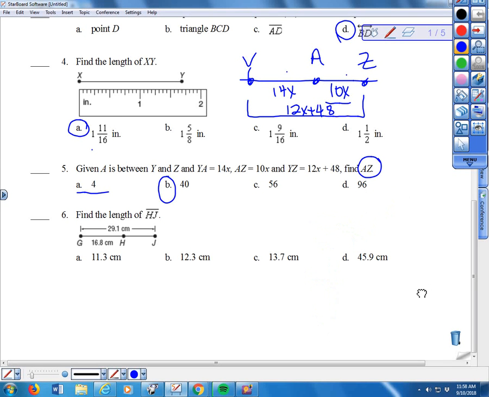Next problem, find the length of HJ. Well, I could say 16.8 plus, I'll just call HJ x, equals the whole length, 29.1. So 12.3.